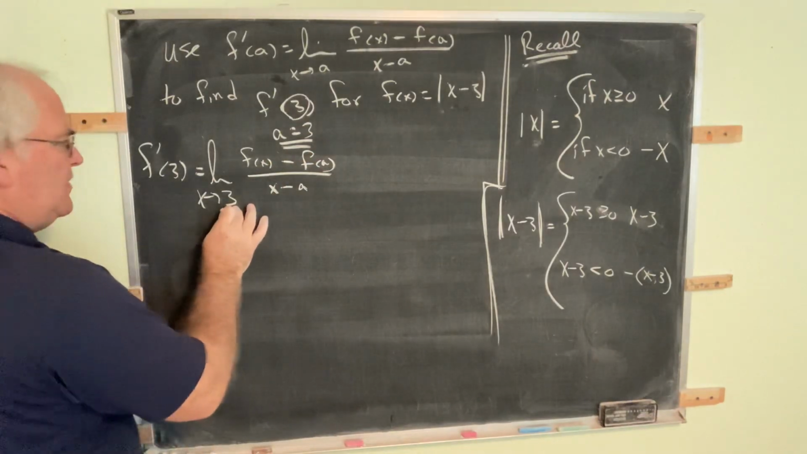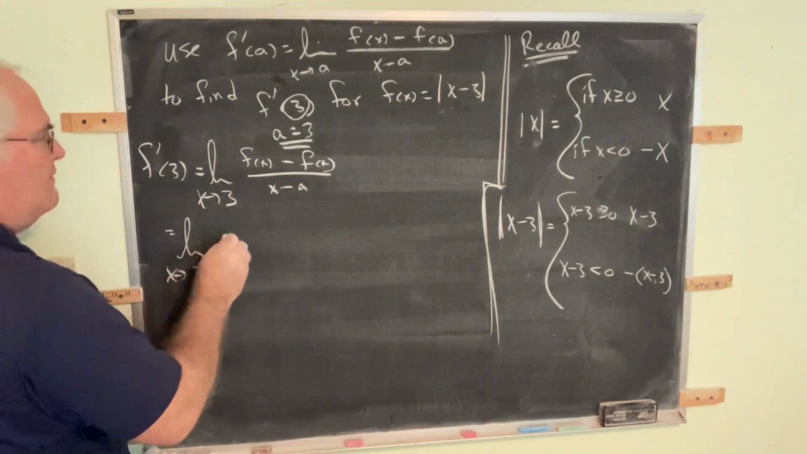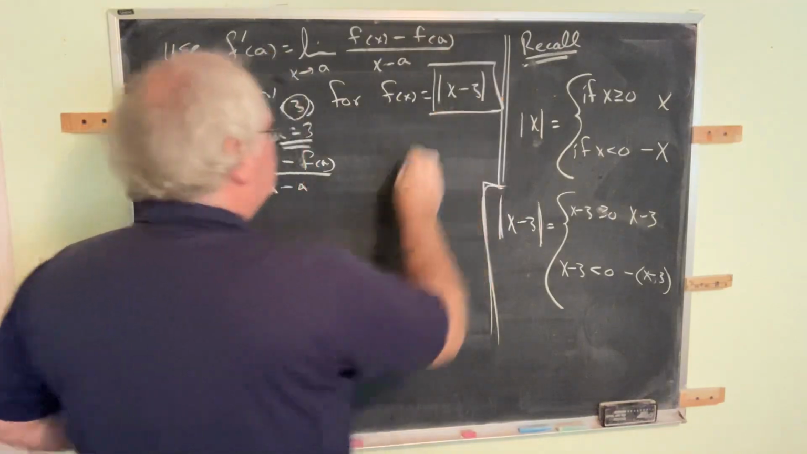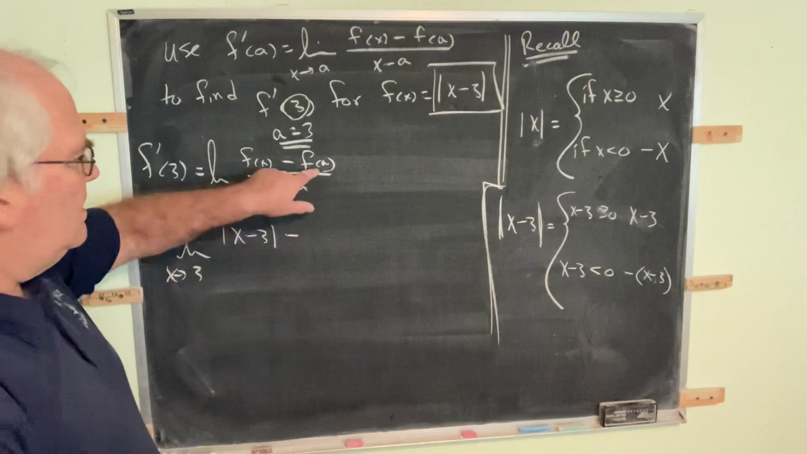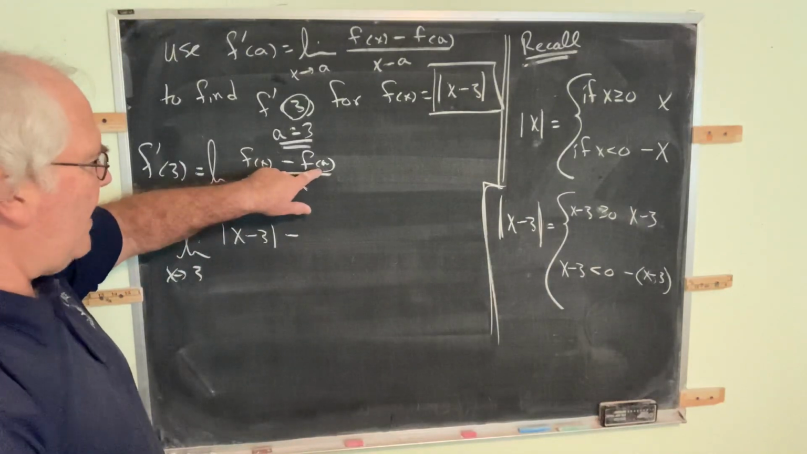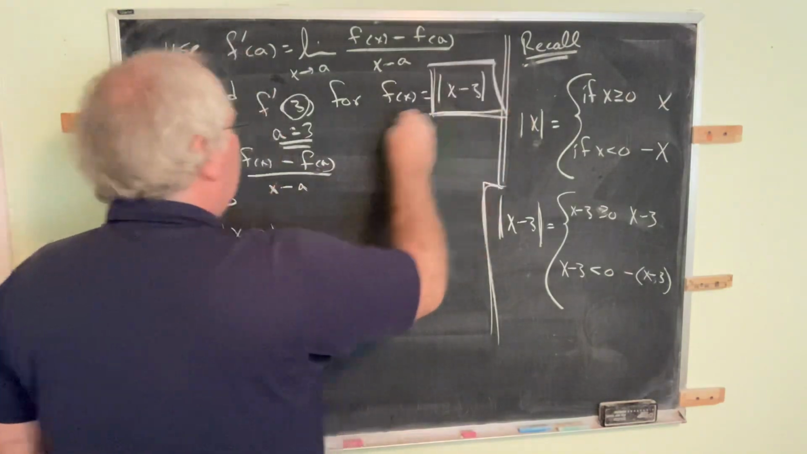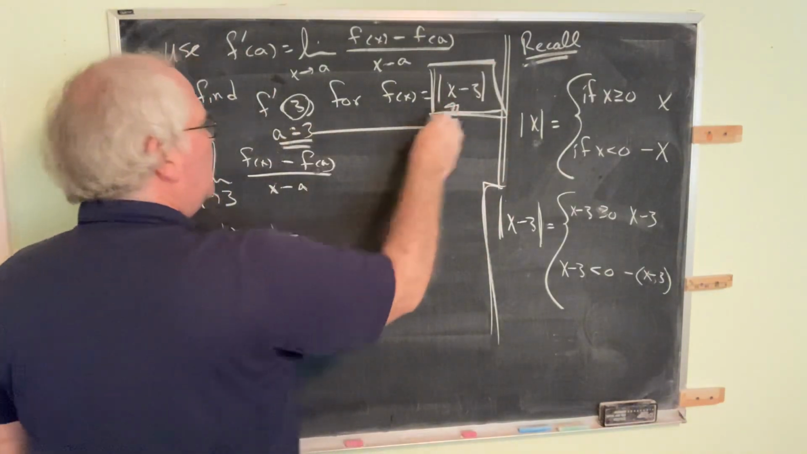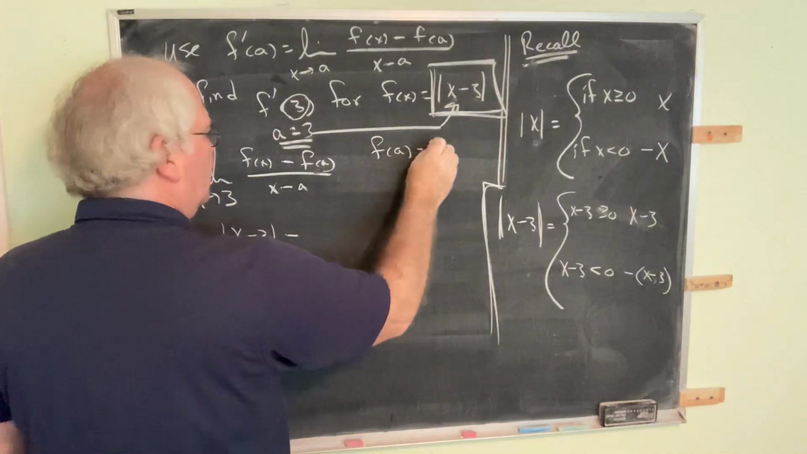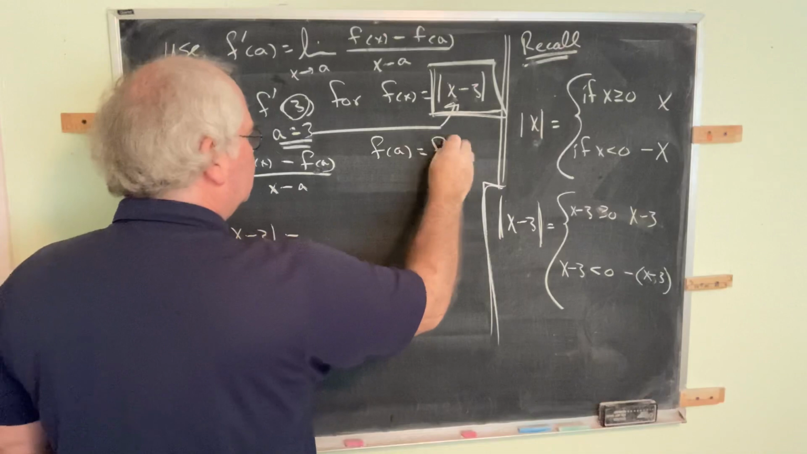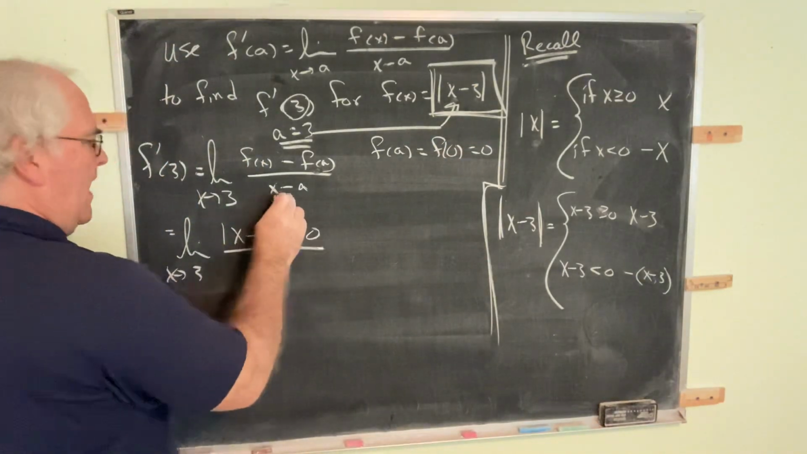Well, a in our problem is 3. So this is equal to the limit as x goes to 3 of f of x, which is right here, minus f of a. Well, what is f of a? What does this function evaluate to when a equals 3? In this particular problem, 3 minus 3 is 0. That's f of 0, which is 0. All over x minus a.